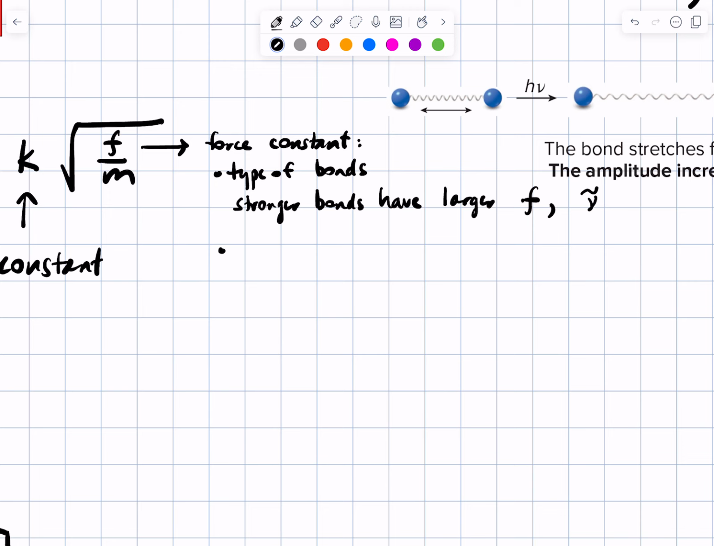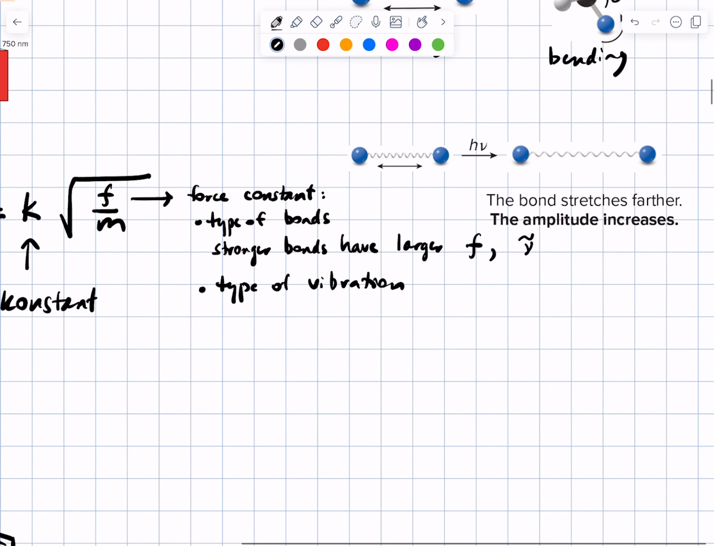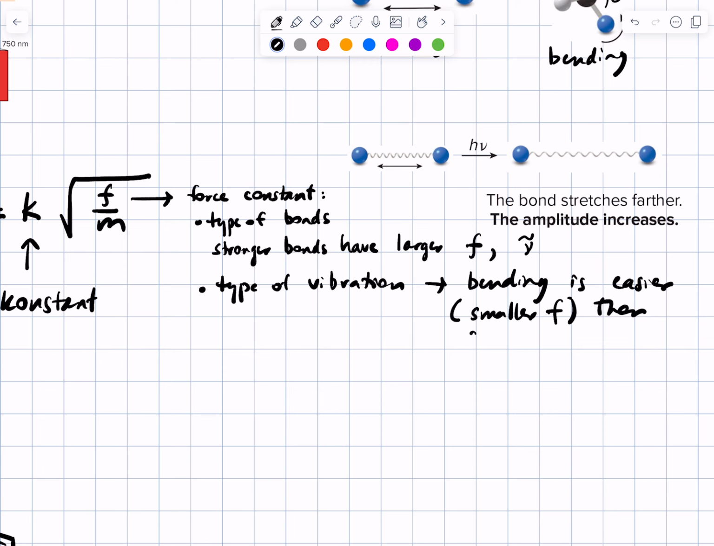The other aspect here in the force constant is type of vibration. This won't matter too much unless you really get into the weeds on infrared spectroscopy, but it turns out that bending is easier, meaning smaller force constant, than stretching. So you will see that for a given kind of bond, the stretching vibrational mode absorbs at higher frequency than the bending vibrational mode. Not necessarily too crazy. I'll show you some examples of that.